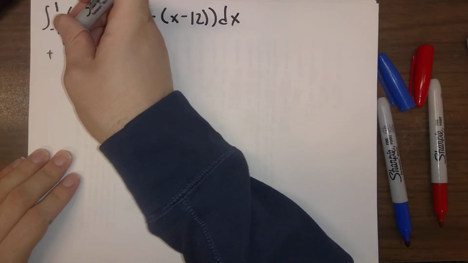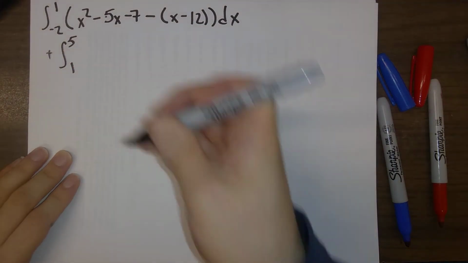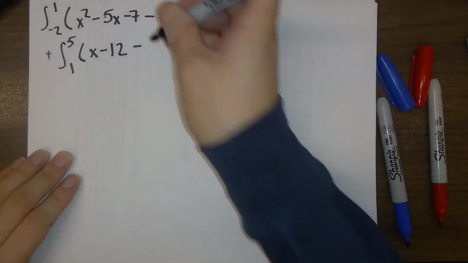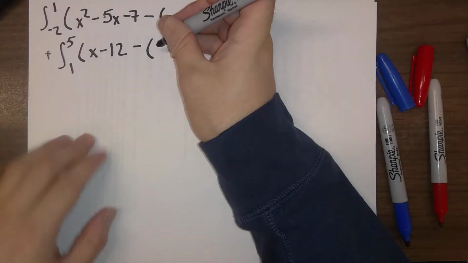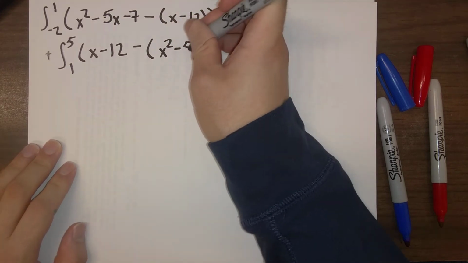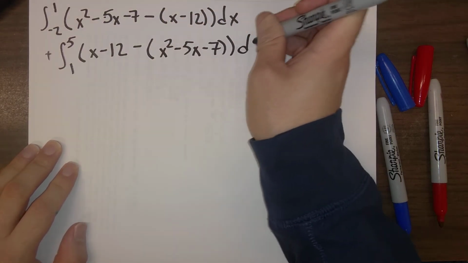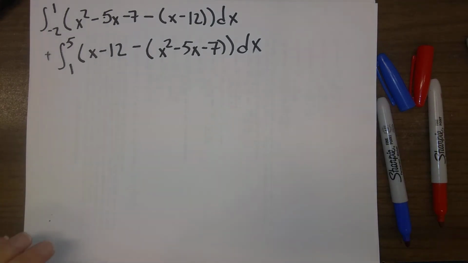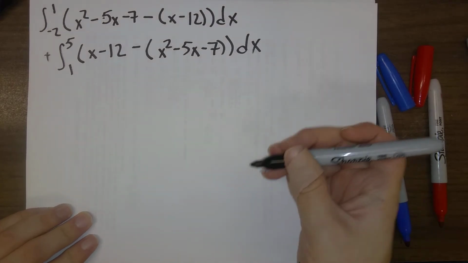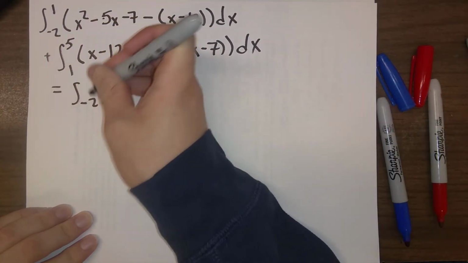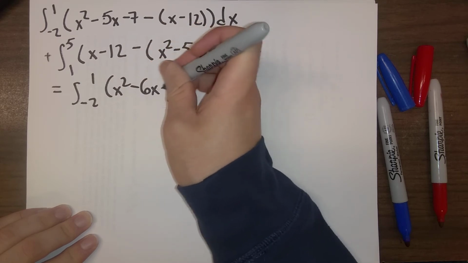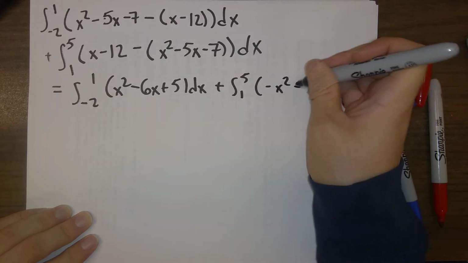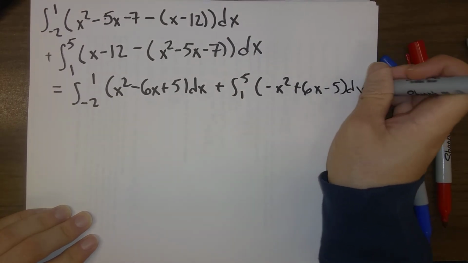And then we're doing the integral from 1 to 5 of x minus 12 minus, so this was g of x minus f of x, x squared minus 5x minus 7. So these are the calculations, these are the two integrals that we have to do. And so these end up as the integral from minus 2 to 1 of x squared minus 6x plus 5 dx, plus the integral from 1 to 5 of minus x squared plus 6x minus 5 dx.